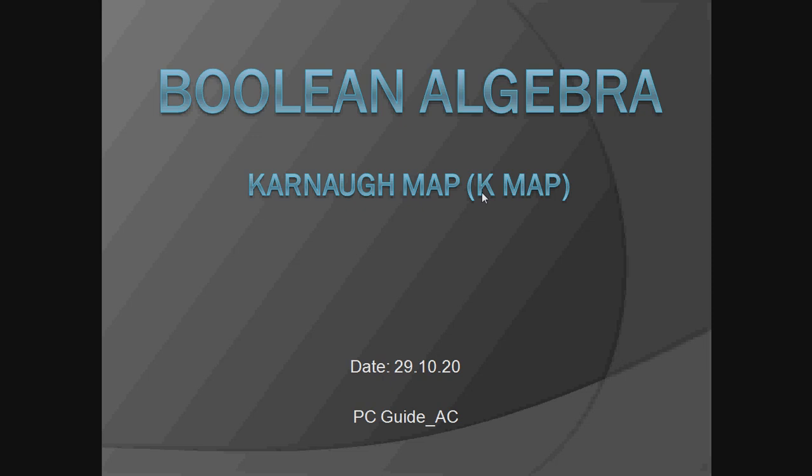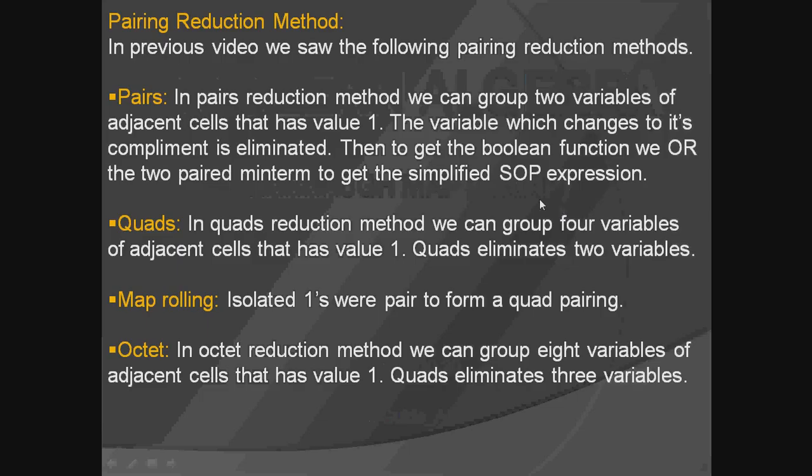Hello students, so we're continuing with the Boolean algebra chapter, and from the previous video we've discussed this K-map, and today also we'll be discussing K-map. So we'll be continuing with the pairing reduction method. In the previous video we saw the following pairing reduction methods, that is pairs.